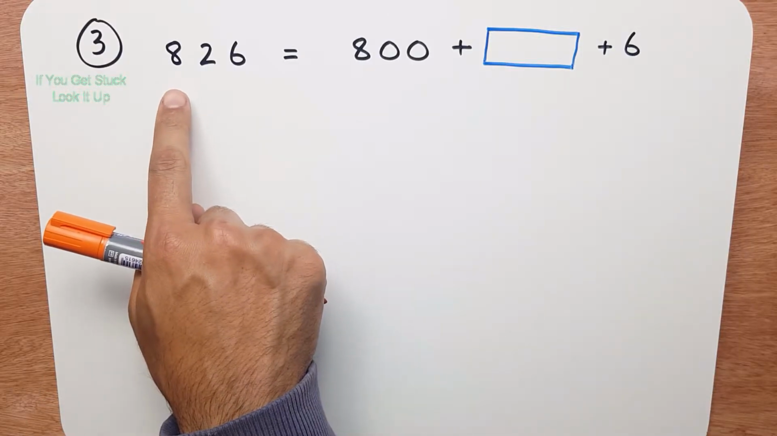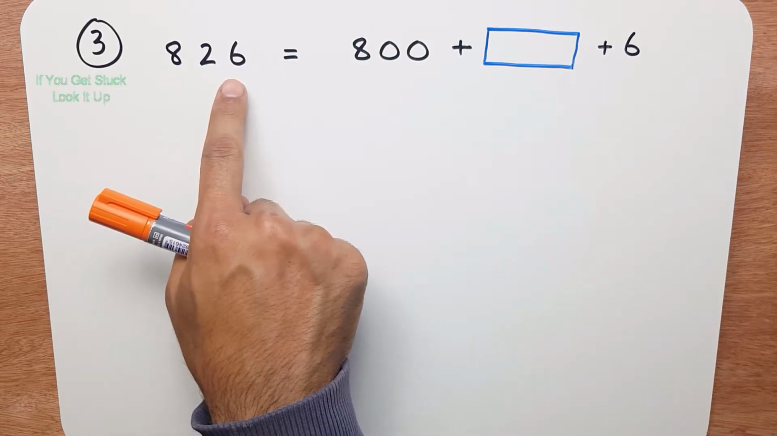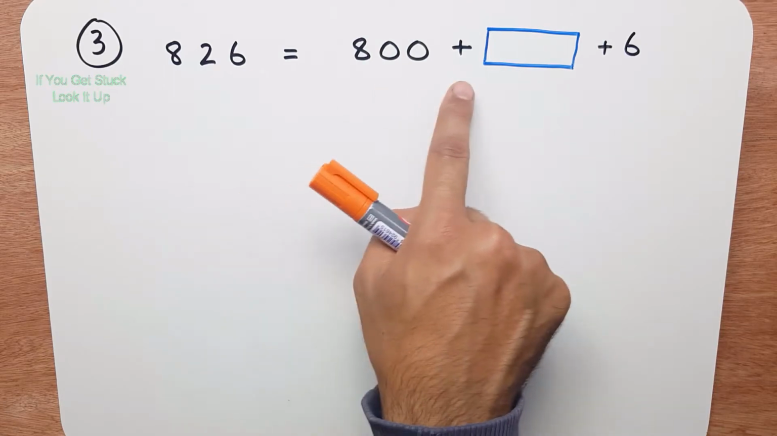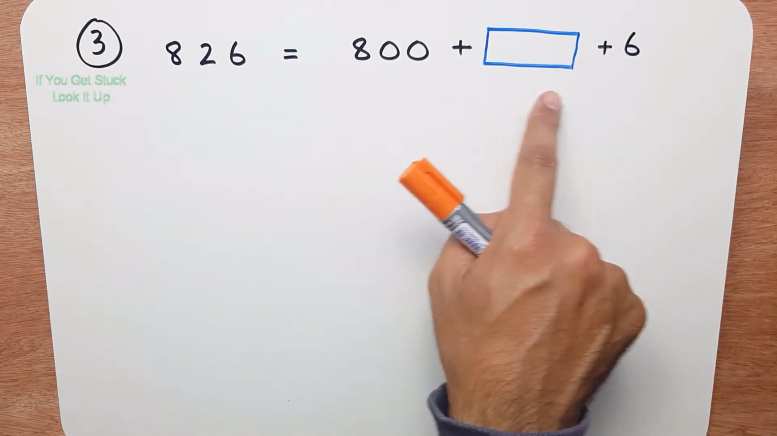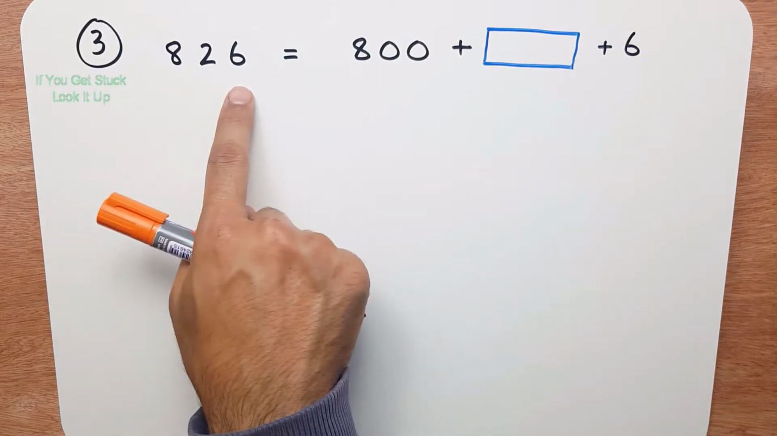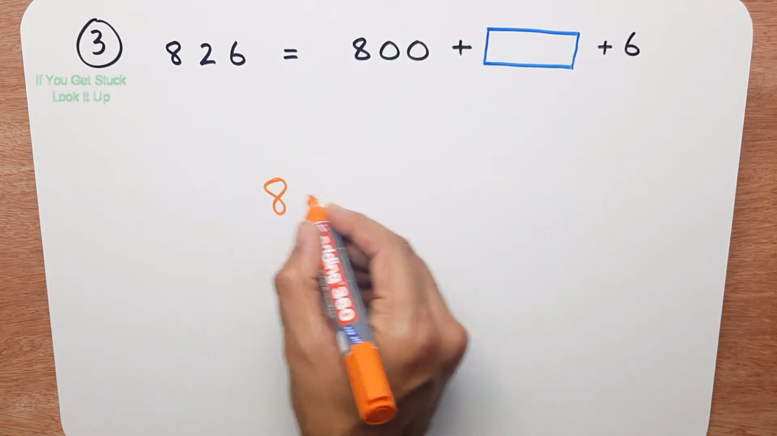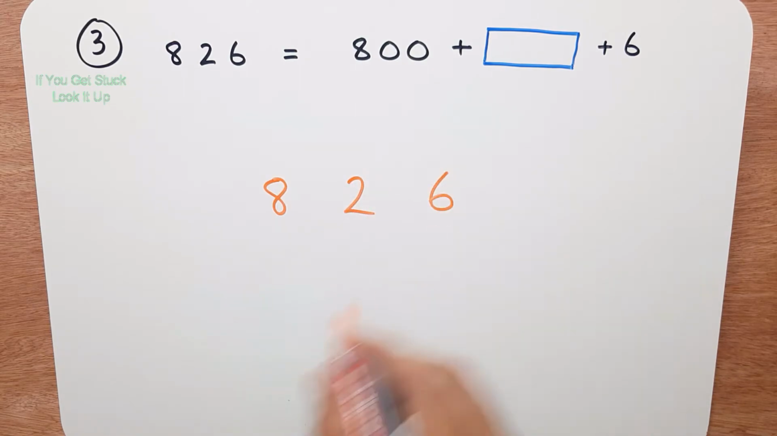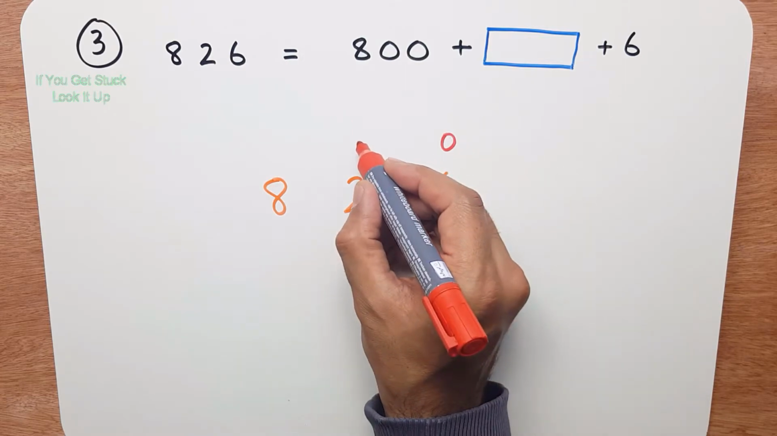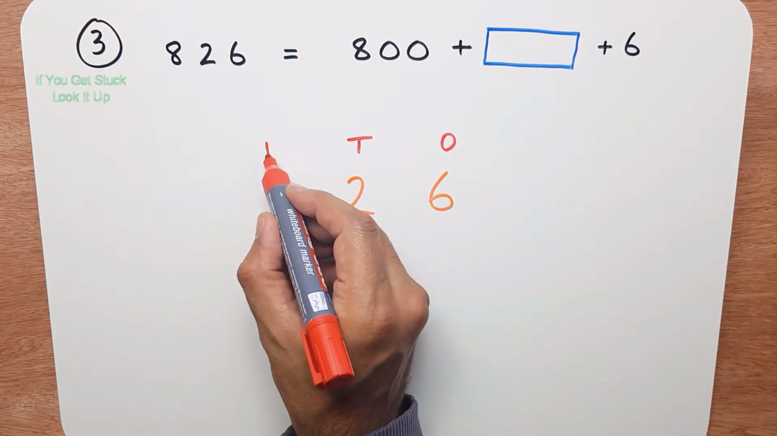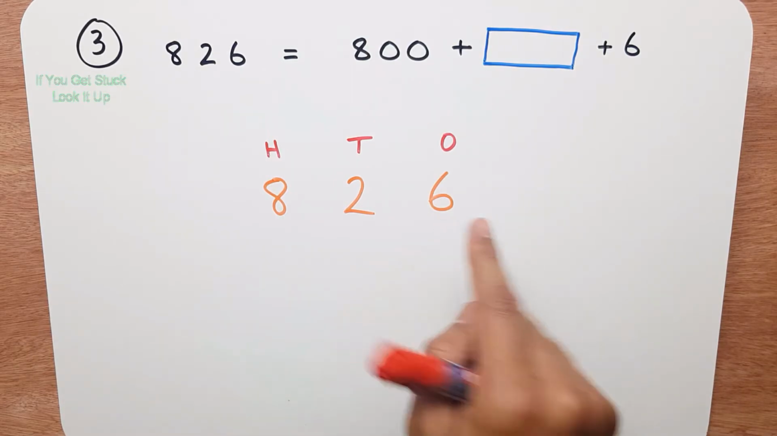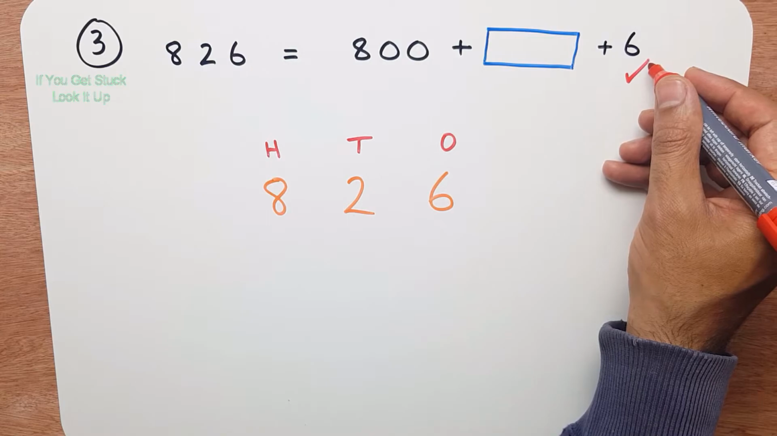In question 3, we're given 826 is equal to 800 plus something plus 6. Now, if you look at this carefully, this is the ones or the units column, this is the tens column, and this is the hundreds column. So we have 6 ones or 6 units, and we've got that.